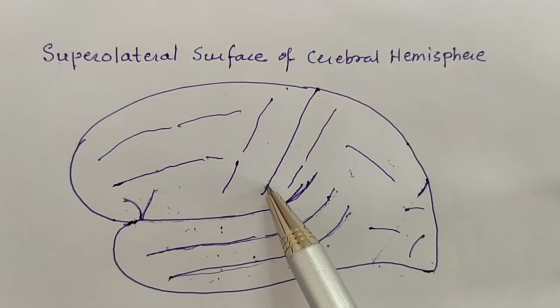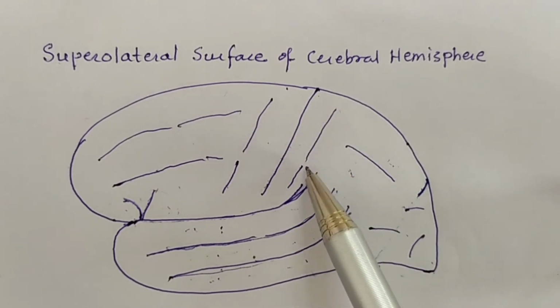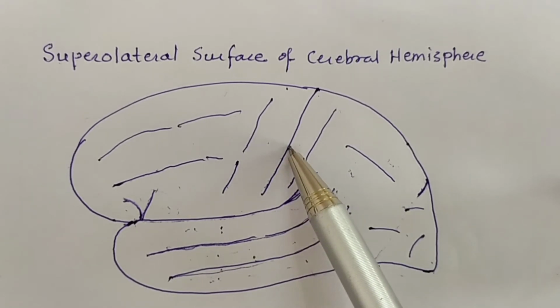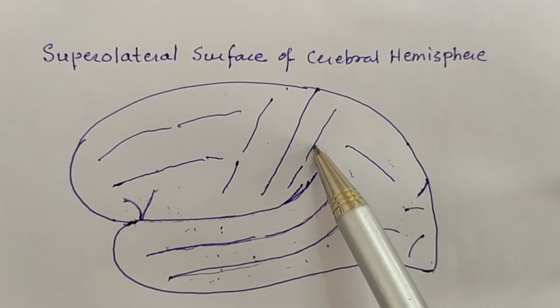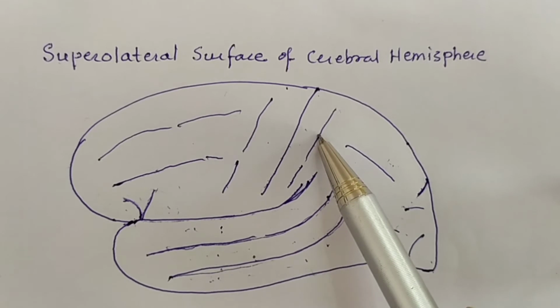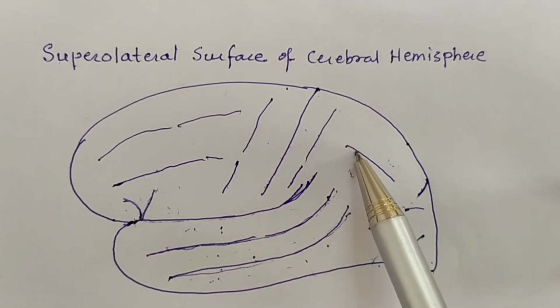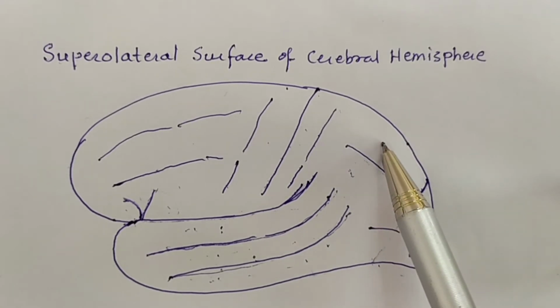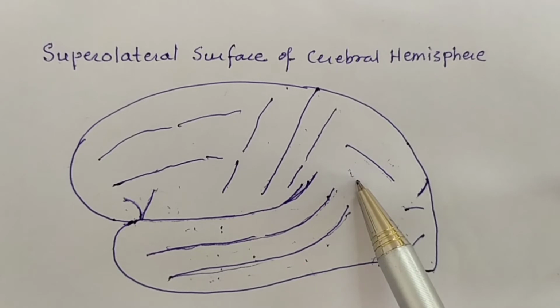Behind and parallel to central sulcus there is post central sulcus, and the area between central sulcus and post central sulcus is the post central gyrus. The area behind the post central sulcus is divided by the intraparietal sulcus into two lobules, superior parietal lobule and inferior parietal lobule.